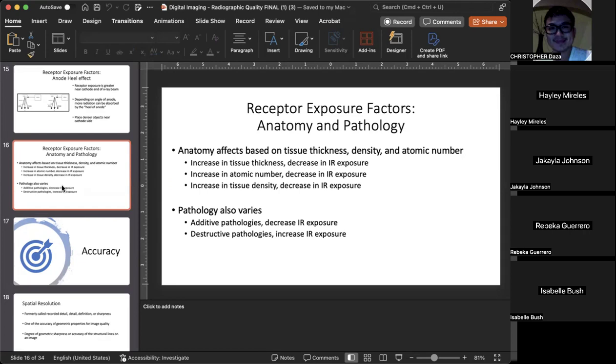Now, destructive pathologies like osteoarthritis or osteosarcoma, that your bone is getting eaten away, right? So it removes what used to be there. And so whenever we have a destructive pathology, we will see that the image receptor exposure will increase. There's less that we have to go through.